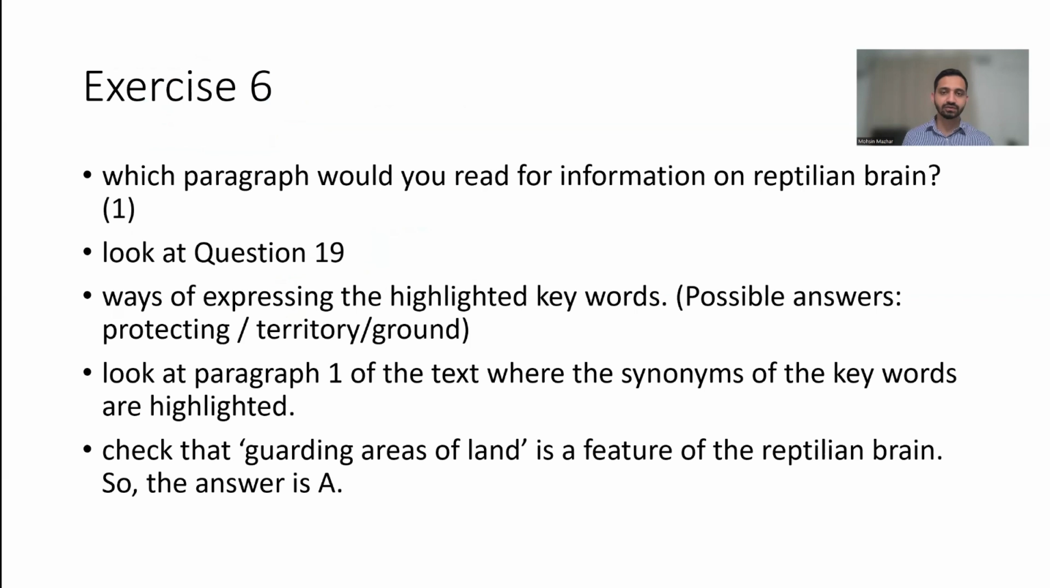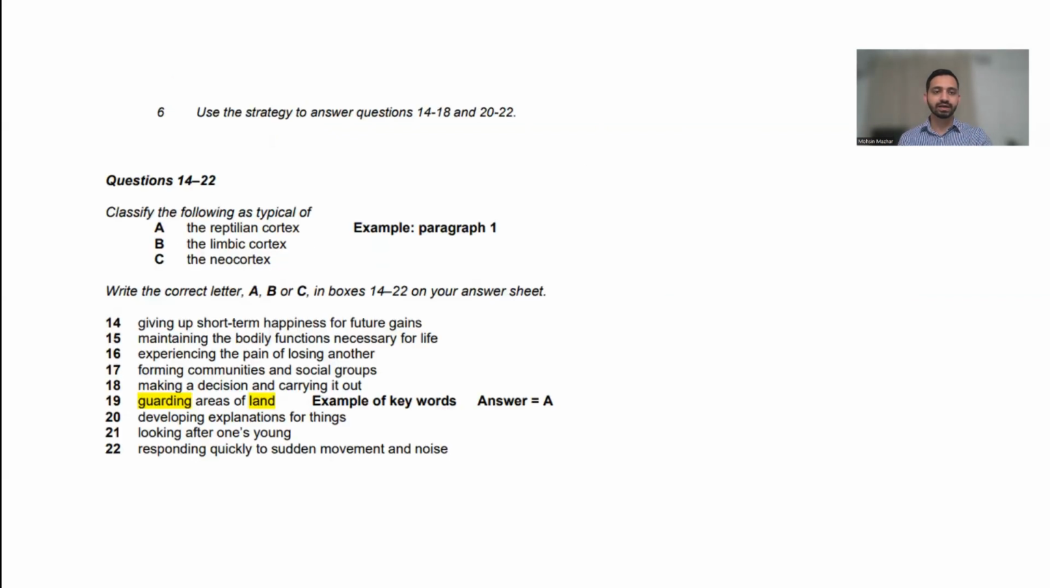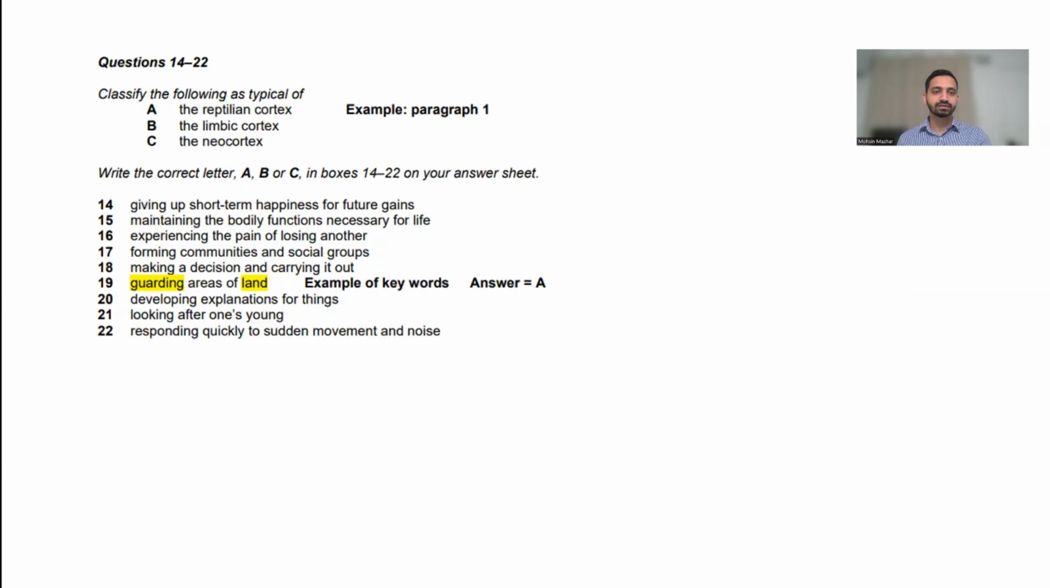So let's just discuss how you'd find that answer. Which paragraph would you read for information on the reptilian brain? It will be number 1, right? If I go back here, you've got reptilian, so you're going to be reading paragraph 1, because that's where you'll find the information about the reptilian cortex.